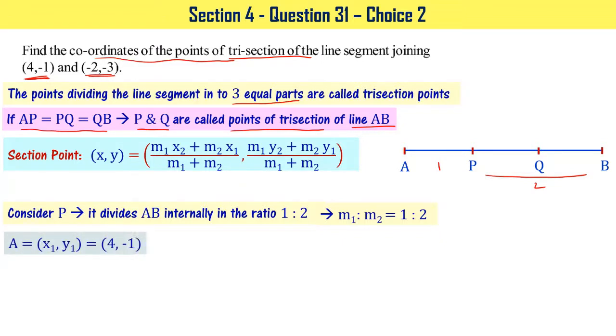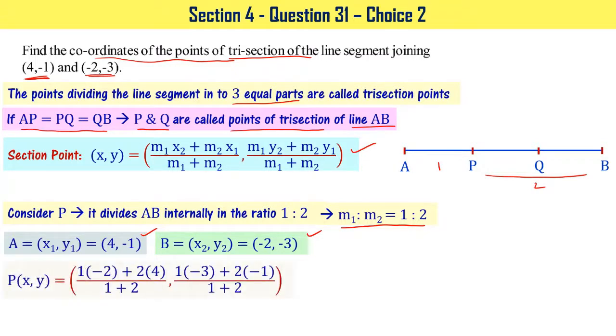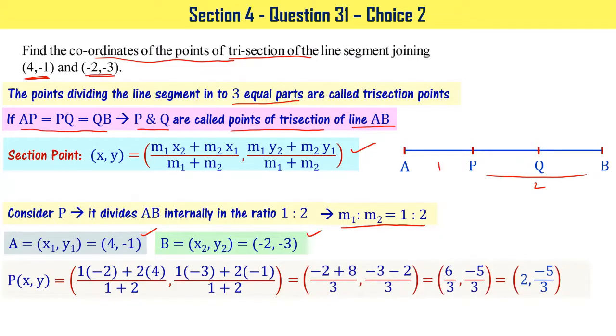And let me say that x1 comma y1 equal to 4 comma minus 1 and x2 comma y2 is minus 2 comma minus 3. Let us now substitute all these into the section point equation or the section point formula. When you do that and simplify it, you get P of x y as 2 comma minus 5 by 3.